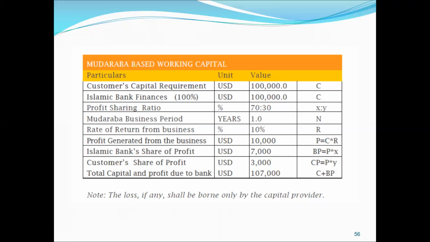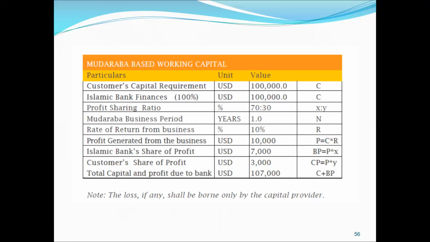And the Islamic Bank says, look, if you need $100,000 for 1 year, then what I can do is offer you this $100,000 based on Mudaraba based working capital. And how will it work? It will work as a partnership. I will provide the capital and you will provide the management. But the profit that you earn will be shared. I will receive 70% of the profit, and whatever profit you generate, you will have 30%.